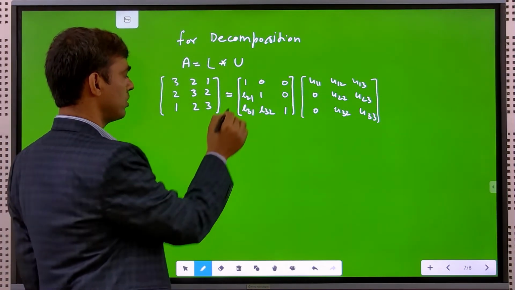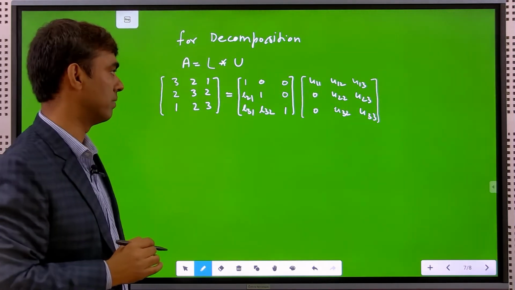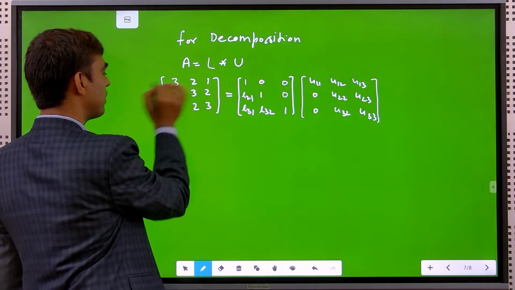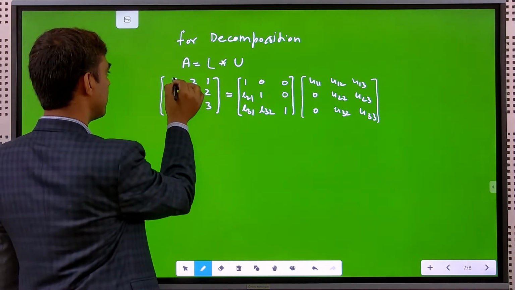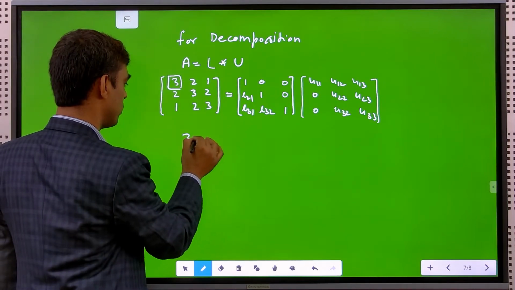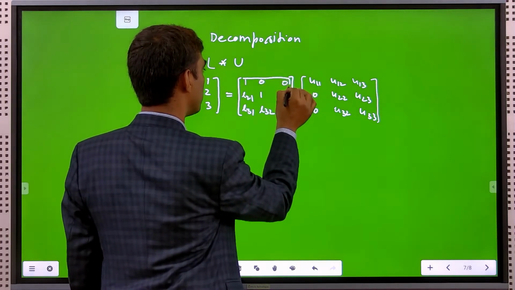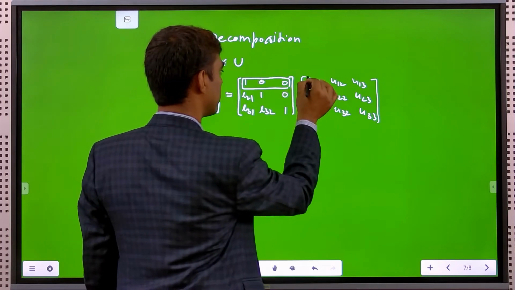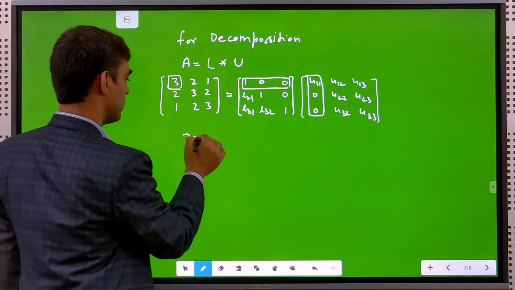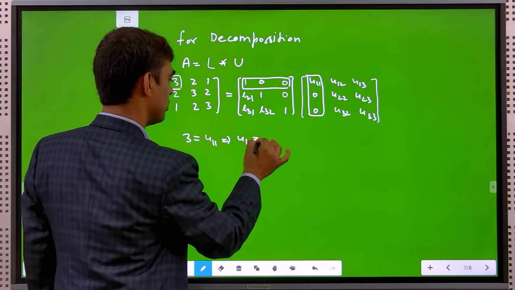In order to find the values of the unknowns, we multiply row by column, first row by the first column. If we multiply the first row by the first column and compare with the element of matrix A, which is 3, then it equals U11. So this implies that U11 equals 3.